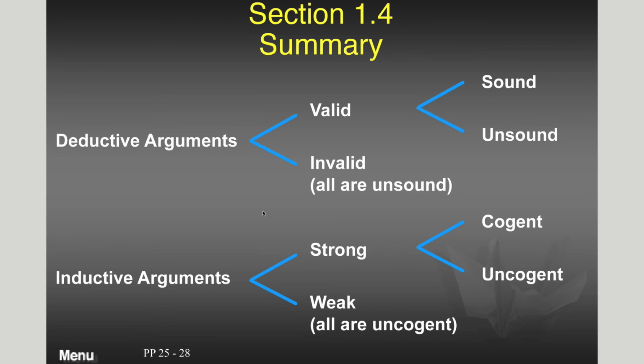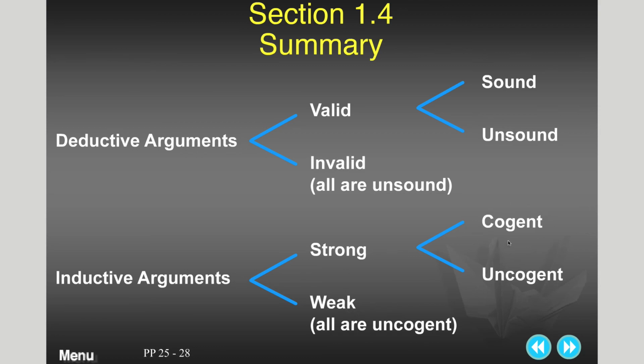Okay, so section 1.4, let's summarize. Deductive arguments can be valid or invalid. Any that are invalid are unsound. And then valid arguments can be sound or unsound. Inductive arguments can be strong or they can be weak. If they're weak, they're automatically uncogent. And if they're strong, though, they can be cogent or uncogent.